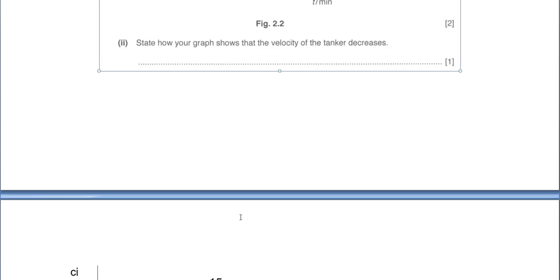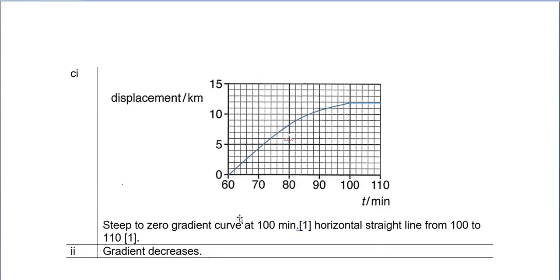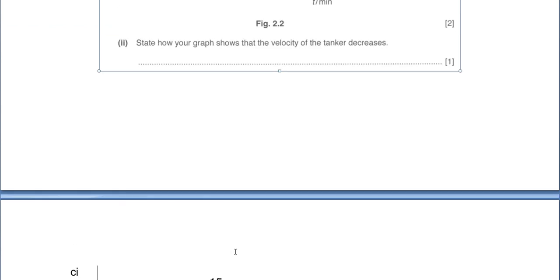And part 2, state how your graph shows velocity of tanker decreases. We've already discussed this, so I'll go straight to the answer: the gradient of the graph decreases. That's how we show that velocity of the tanker decreases.